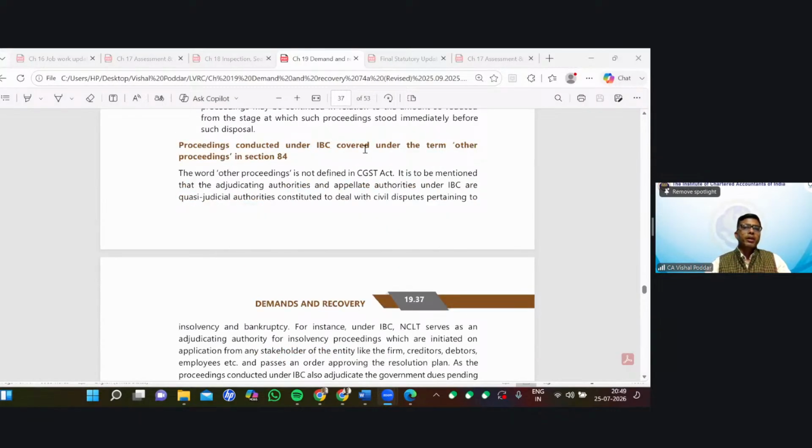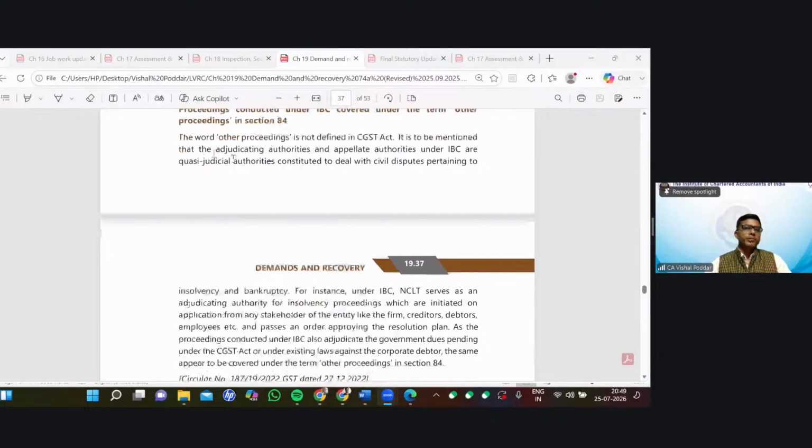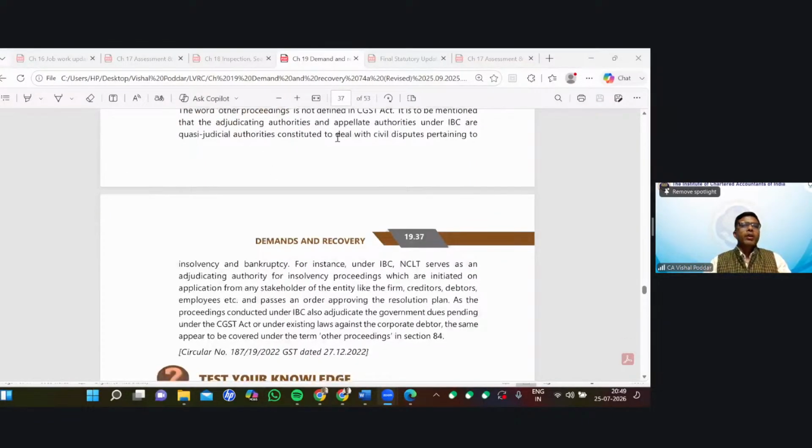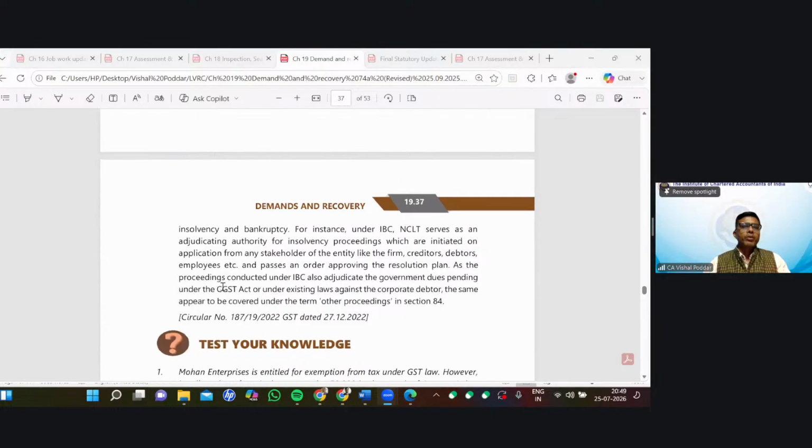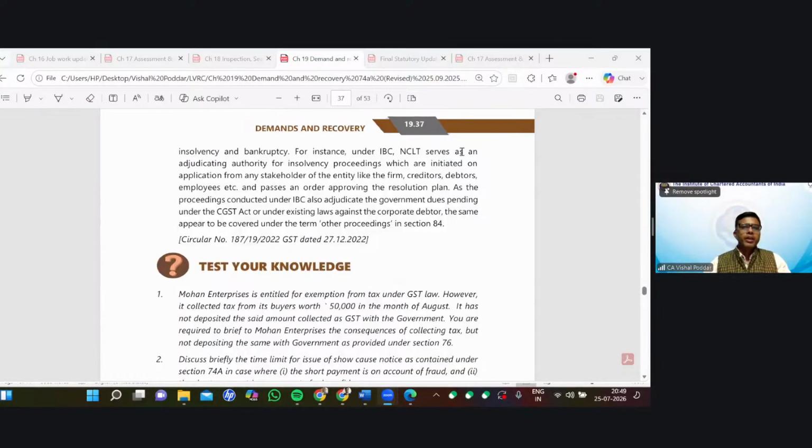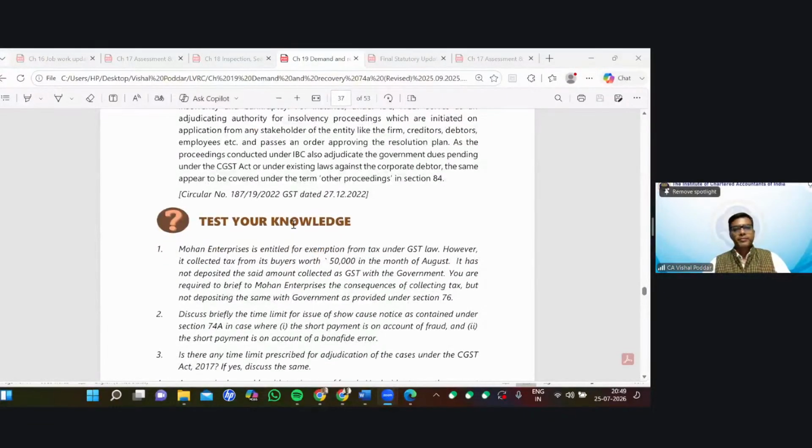Now, proceedings conducted under IBC covered under the term other proceedings. The word other proceedings is not defined in the CGST Act. It is to be mentioned that adjudicating authorities and appellate authorities under IBC are quasi-judicial authorities constituted to deal with civil disputes pertaining to insolvency. So, for instance, under IBC, NCLT serves as an adjudicating authority for insolvency proceedings, which are initiated on application from stakeholders of the entity like the firm, creditors, etc. So, what is clarified? As the proceedings conducted under IBC also adjudicate the government dues pending under the CGST Act or under existing laws against the corporate debtor, the same appears to be covered under the term other proceedings.